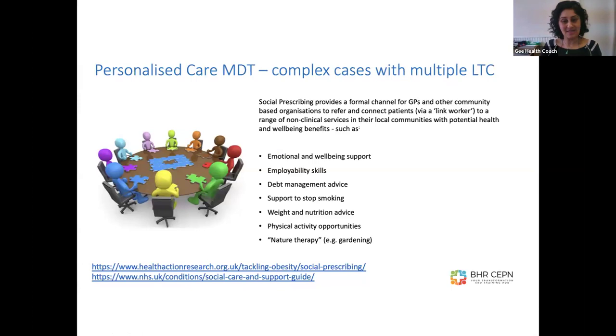So the personalised care MDT usually takes place on a weekly basis and really offers a platform for social prescribers, health and wellbeing coaches and the integrated workforce to discuss complex cases who present with multiple long-term conditions. And really social prescribing provides that formal channel for GPs and healthcare professionals to refer and connect patients to a range of non-clinical services within the local communities, but more so within the personalised care team. And this is where we will explore other areas of a patient's well-being, such as their emotional and mental health. We'll look at financial, housing, debt management, support to stop smoking, weight and nutritional advice, and so on and so forth.